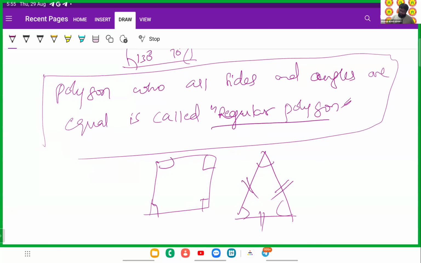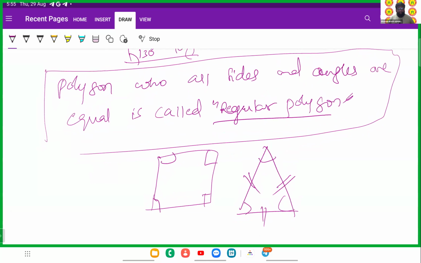An irregular polygon. Sir, in a regular polygon, can any of these two conditions be missing? Like in a rectangle, all angles are 90 degrees, but sides are not equal. Can it be an irregular polygon like that? Okay, sir.